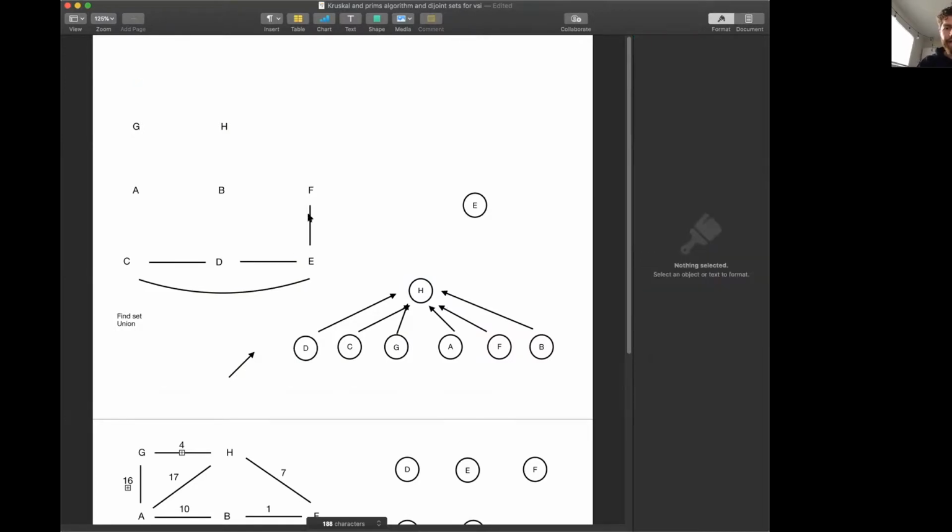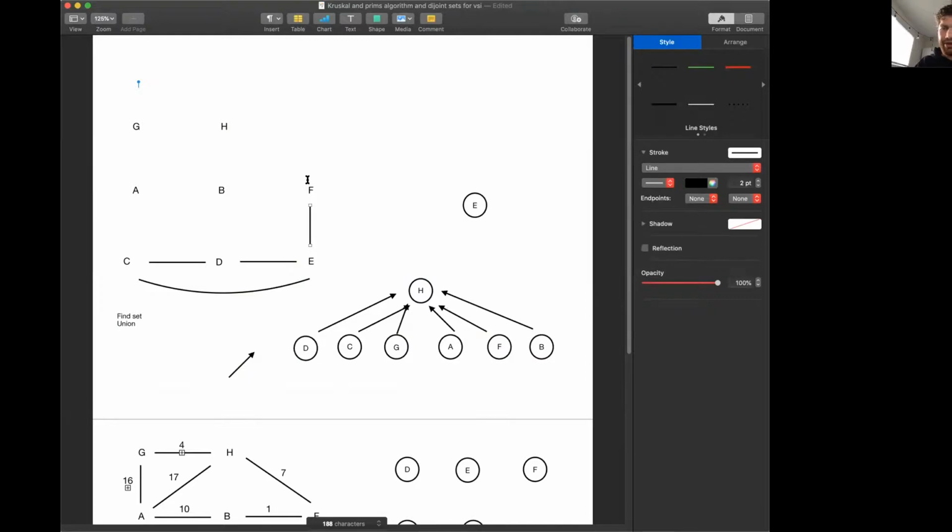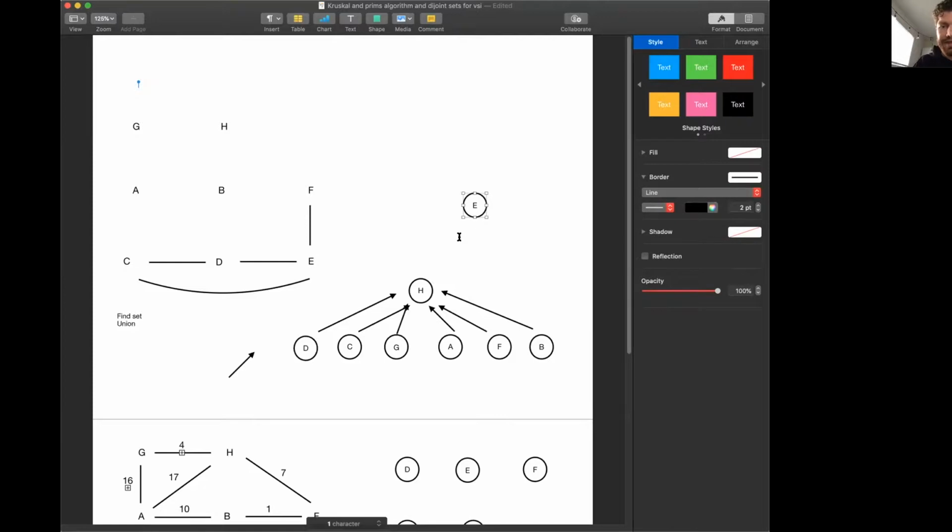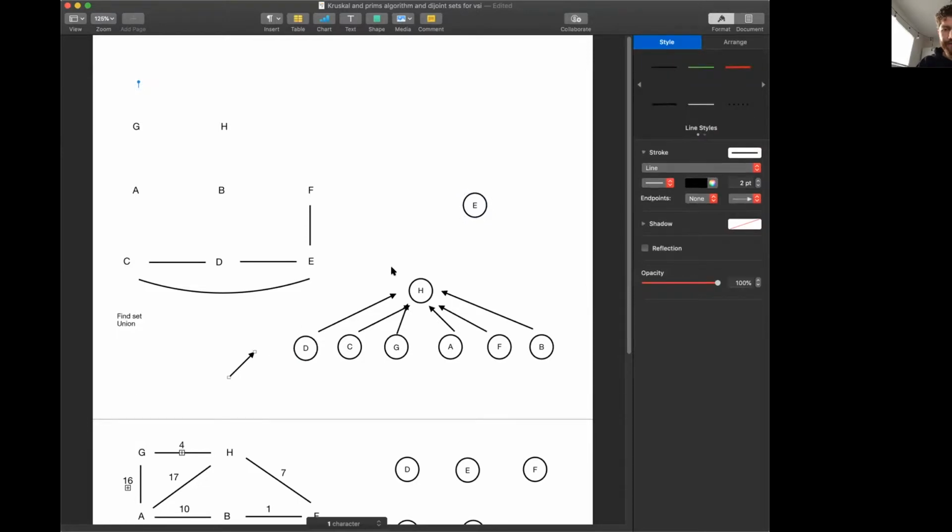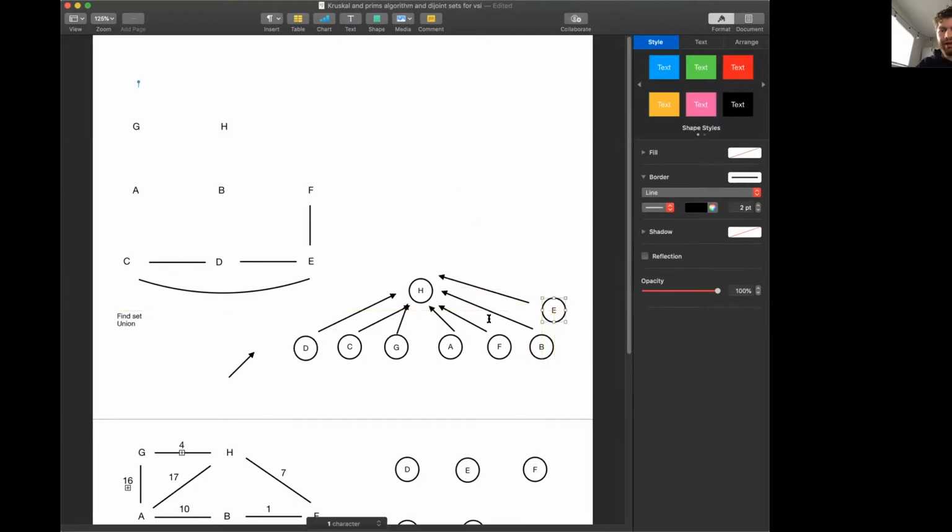Then I have another edge, FE. I call find set on F, it gives me H. I call find set on E, it gives me itself. They're in two different disjoint sets. I join them because I'm going to call union. And now I notice that all my vertices exist in one disjoint set.